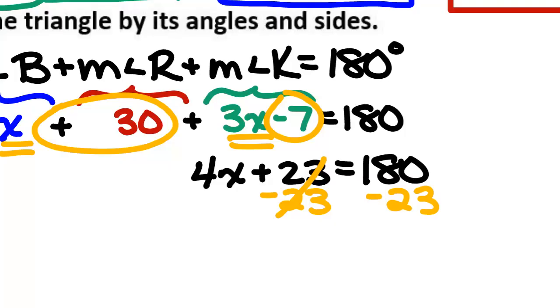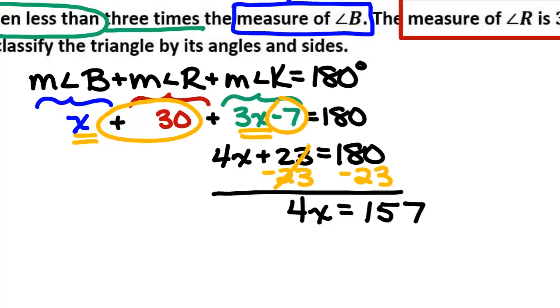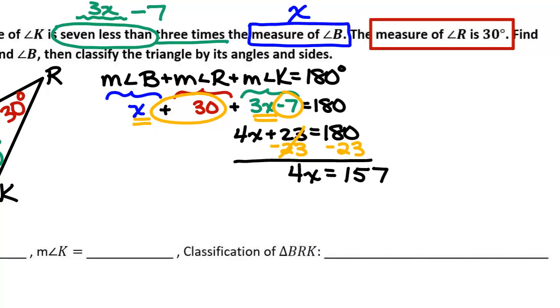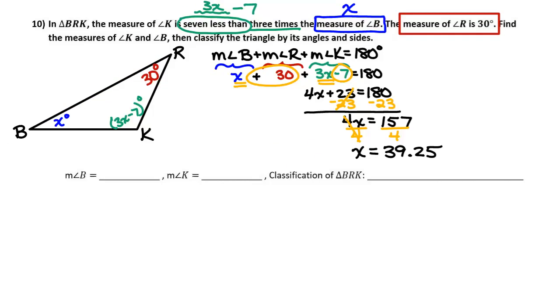Close. Get 4x equals 157. And then we divide both sides by 4, and we get a whole number? No, that's okay. What do we get for x? 39.25. They didn't ask me to find x in this problem, though.